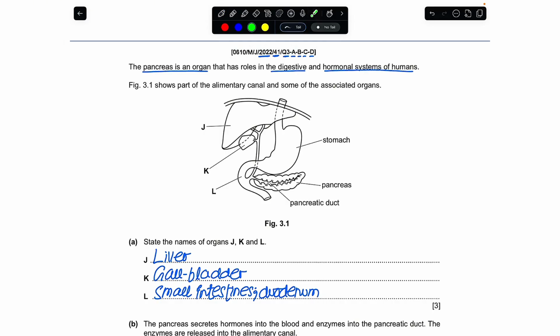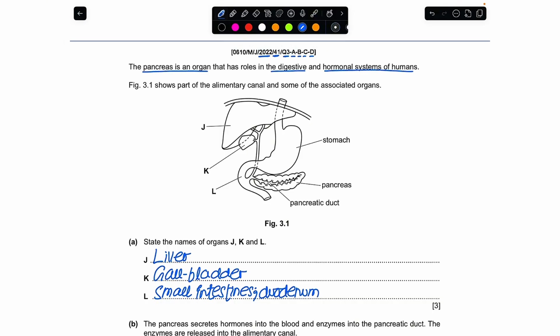The digestive roles of the pancreas are that it would be producing the pancreatic amylase, it would be producing the trypsin enzyme for the breakdown of the proteins. This would also be producing the lipase enzymes for the breakdown of the lipids. In terms of the hormonal control, the same pancreas would release the insulin and the glucagon hormone.